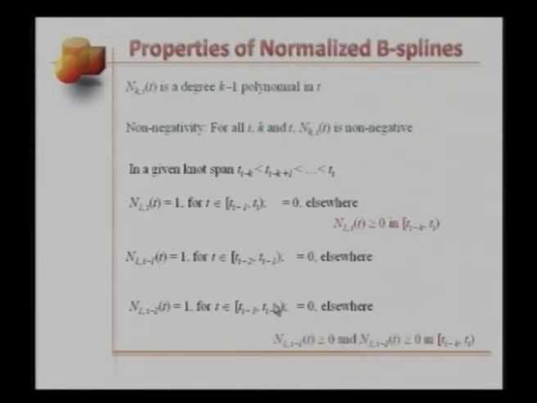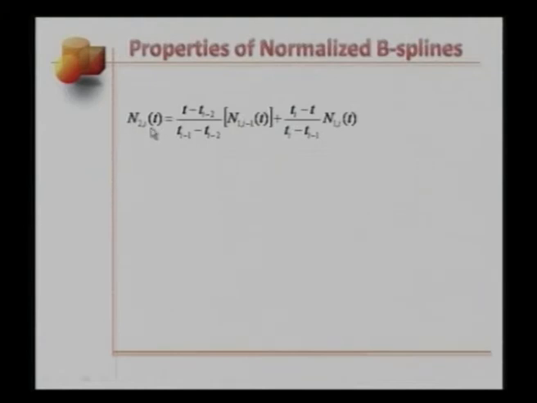These two statements lead us to the following observation. N_{1,i-1}(t) is equal to or greater than 0, and likewise N_{1,i-2}(t) is also equal to or greater than 0 in the parent knot span [t_{i-k}, t_i]. Where are we heading with this? Let's see. N_{2,i}, as you would know from the recursion relation, will be a weighted linear combination of N_{1,i-1} and N_{1,i}. To be more precise, N_{2,i}(t) will be equal to (t - t_{i-2}) over (t_{i-1} - t_{i-2}) times N_{1,i-1}(t) plus (t_i - t) over (t_i - t_{i-1}) times N_{1,i}(t).